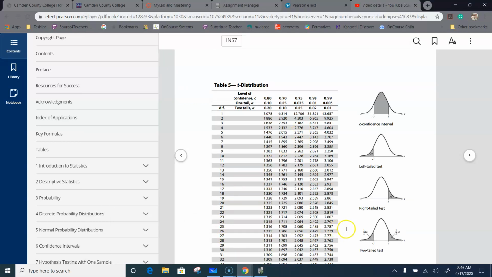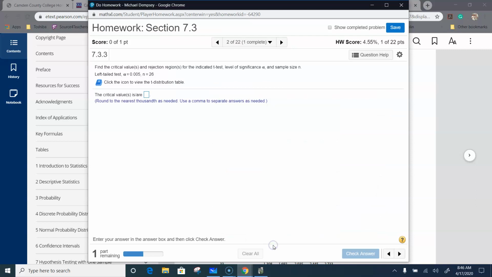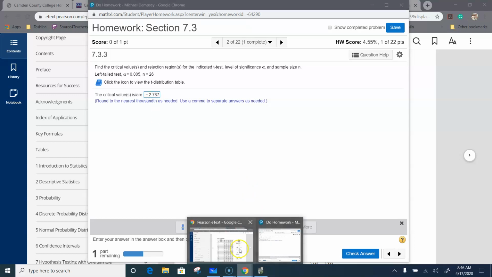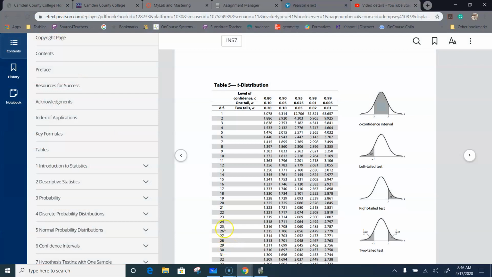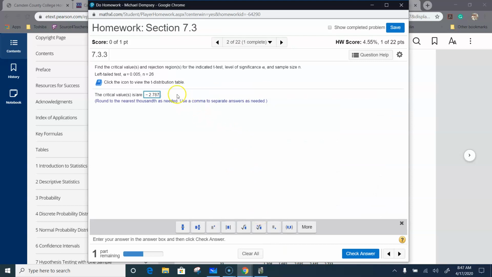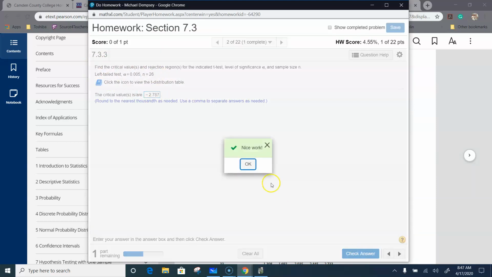So 2.787 looks like what's going to be our critical value that's going to allow us to reject the null hypothesis. If it's right-tailed. If it's left-tailed, we just change it to negative. So it's left-tailed, so we definitely need a negative 2.787. Let me just double-check that number. I don't have it memorized. Yeah, 2.787, should be good. And since it's left-tailed, we have to tag a negative sign on that.